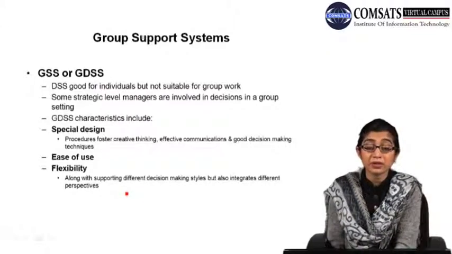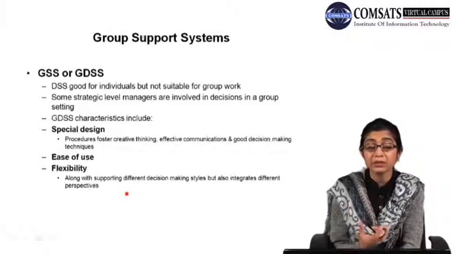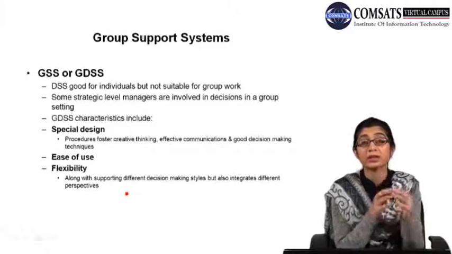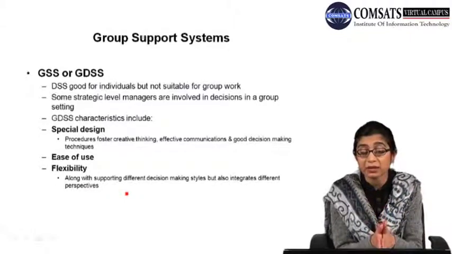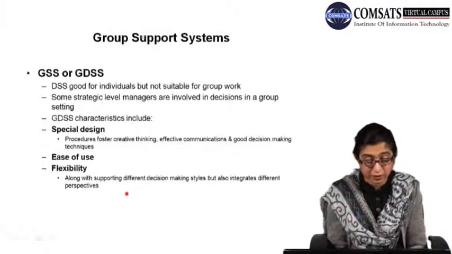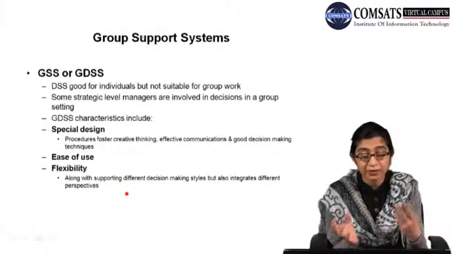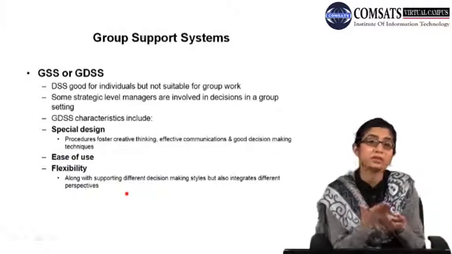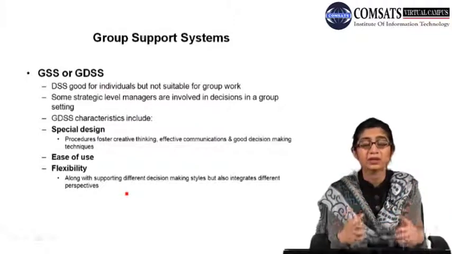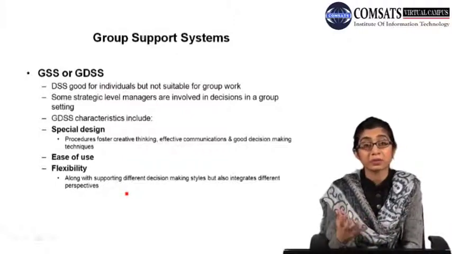Then another characteristic of group support systems is that it provides flexibility. Flexibility means that along with supporting different decision making styles, which we discussed, unstructured or structured, it also integrates different perspectives. Not only does it cater to the different cognitive styles, but also different perspectives, because different people have different experiences and different styles of making decisions. That's why it needs to support the different kinds of cognitive styles as well as the different perspectives.